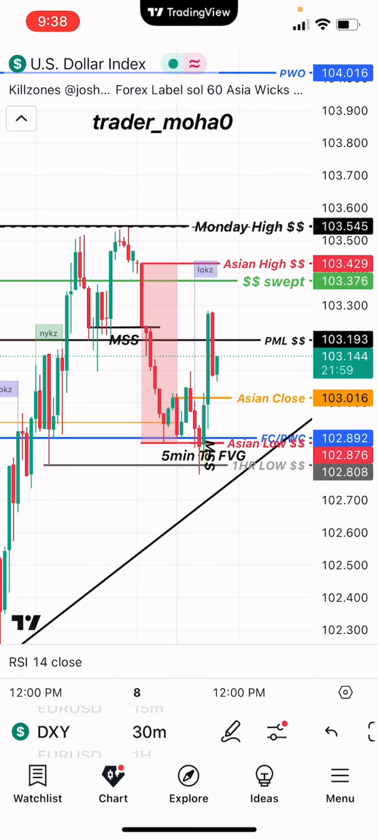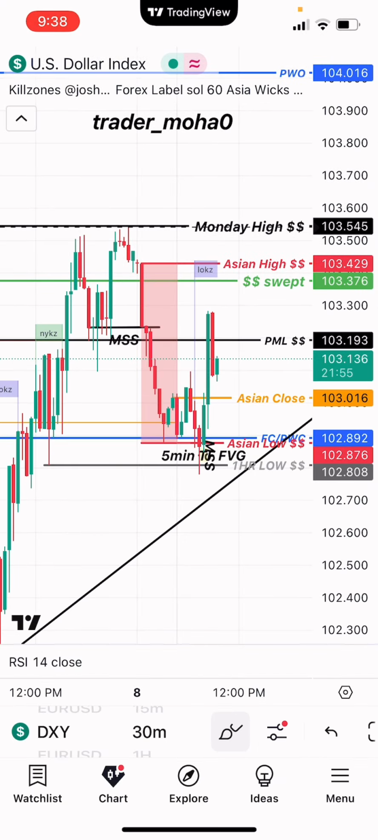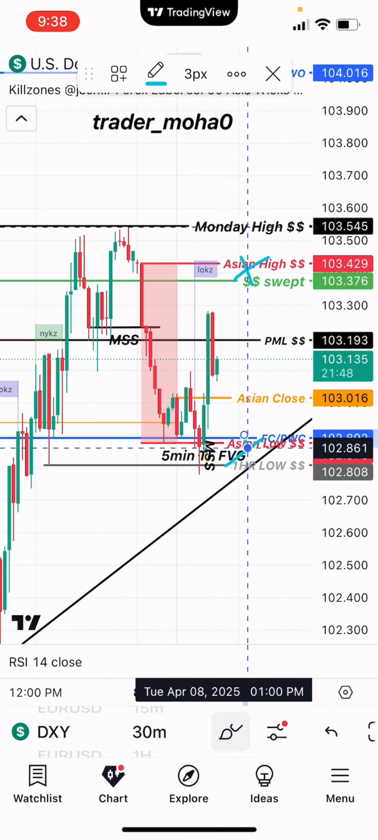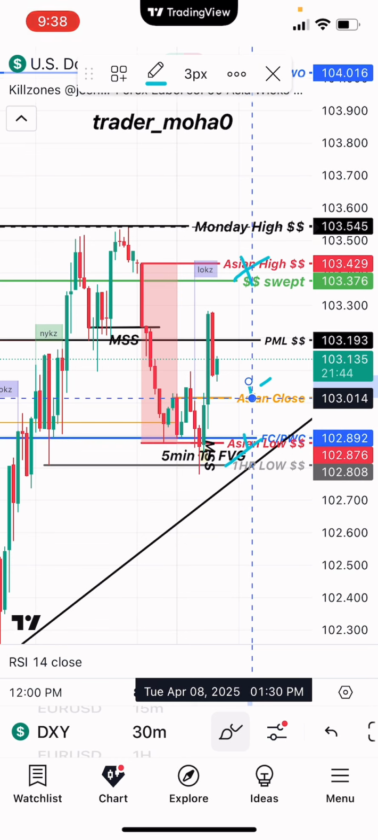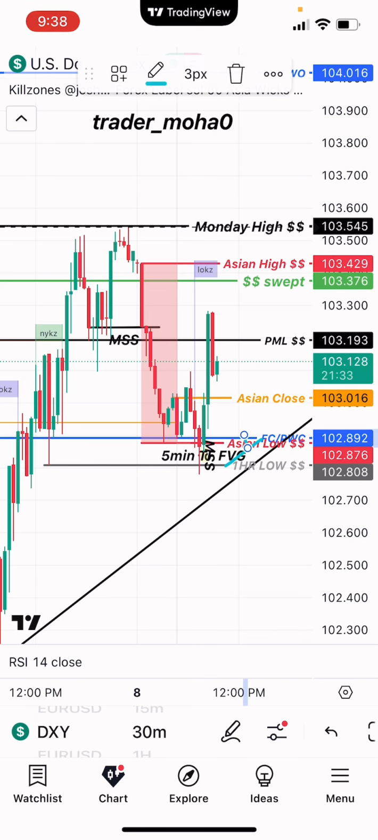So when I came to my chart this morning, I actually marked out my Asian range. That is the Asian high, the Asian low, and also the Asian close. Because I zoom out to the 30-minute time frame to see the Asian range very, very clear.